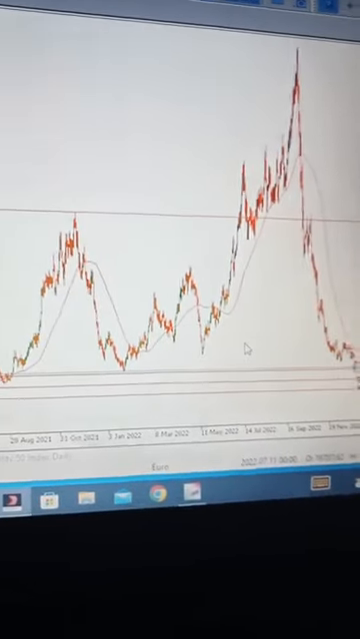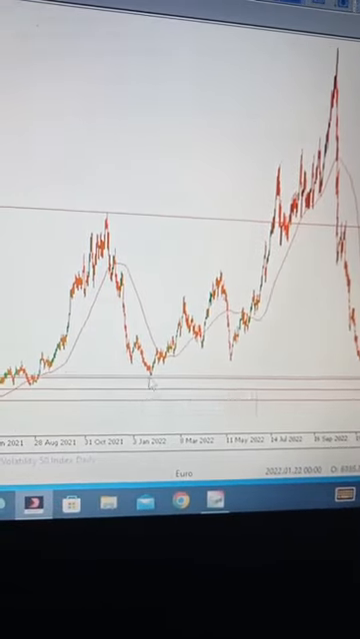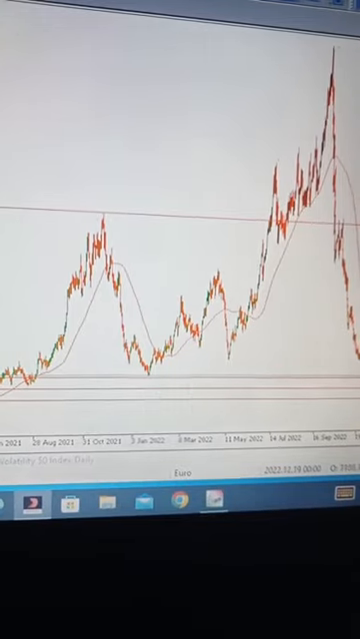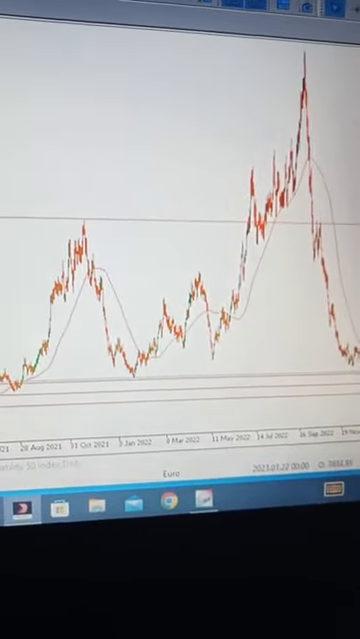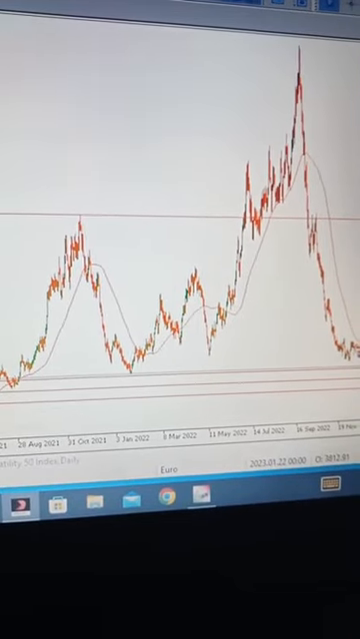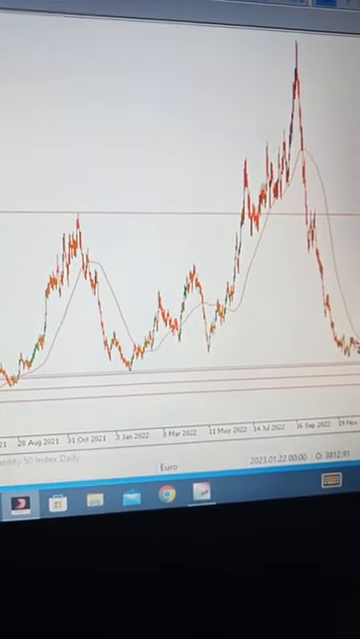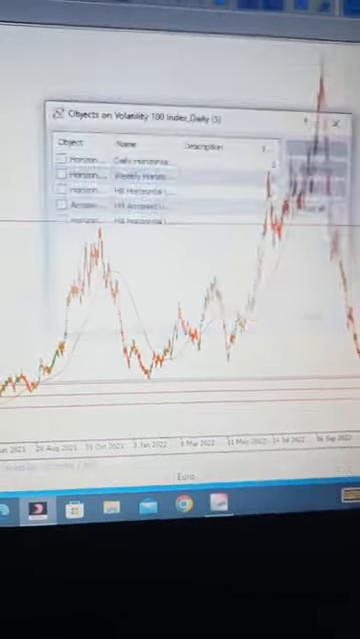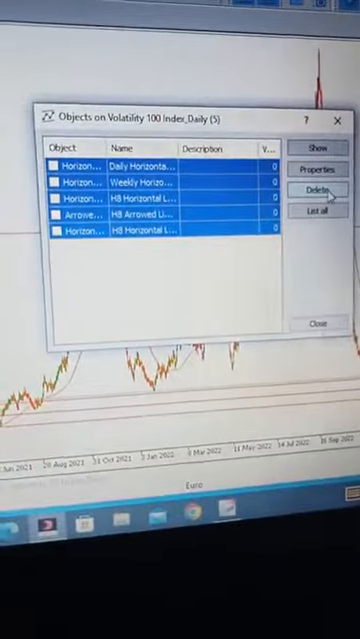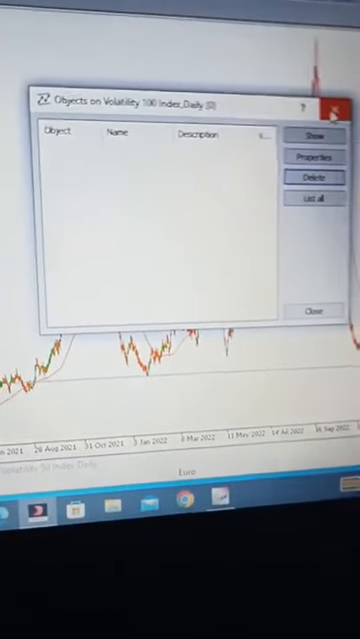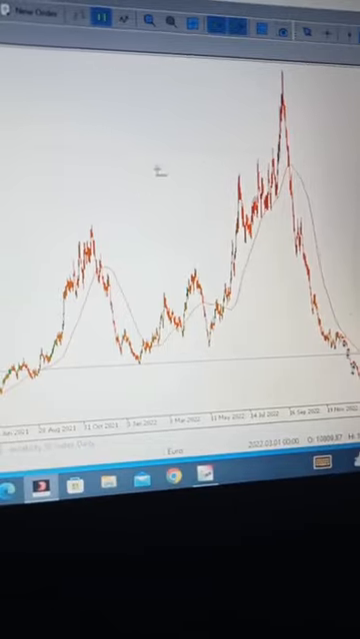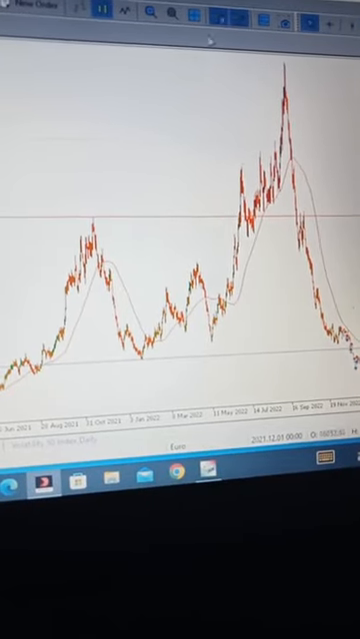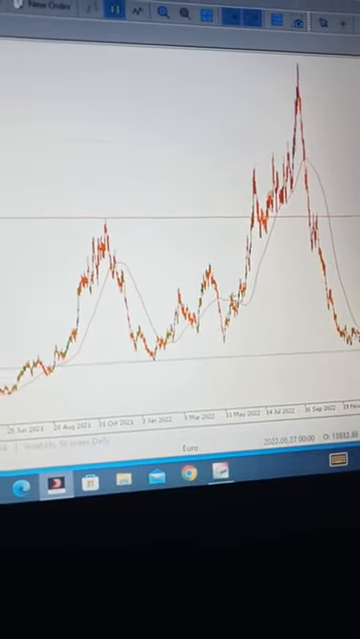Quasimodo head and shoulder is a head and shoulder, but where the necklines of the head are not equal. One is slightly longer, but I'll explain. Let me just do the analysis. Now, the first thing you do is support and resistance. You draw the support and the resistance.